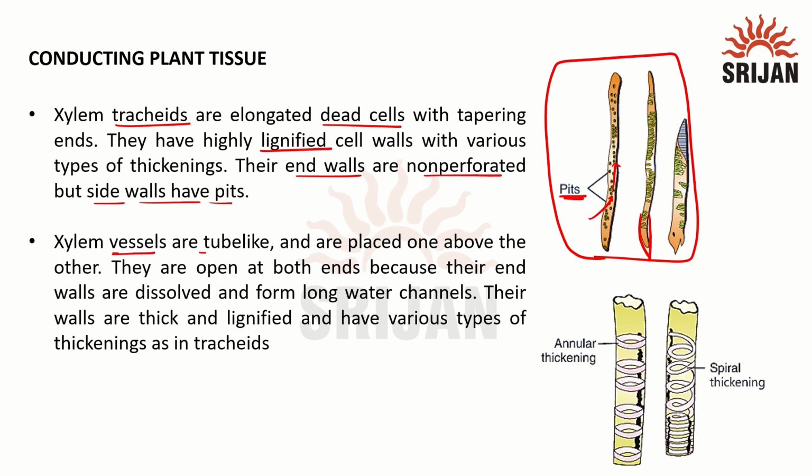Second is the xylem vessels, which are tube-like, and each vessel is placed on top of another vessel to form a continuous channel. So they are open at both the ends because their end walls are dissolved and form a long water channel. So their walls also are thick and lignified just like tracheids, but here the lumens are wider. So we have more opportunity to conduct water, so they are more efficient compared to tracheids. And depending on the thickenings, we can have different types of depositions of lignin. It can be annular thickenings, it can be spiral and so on.